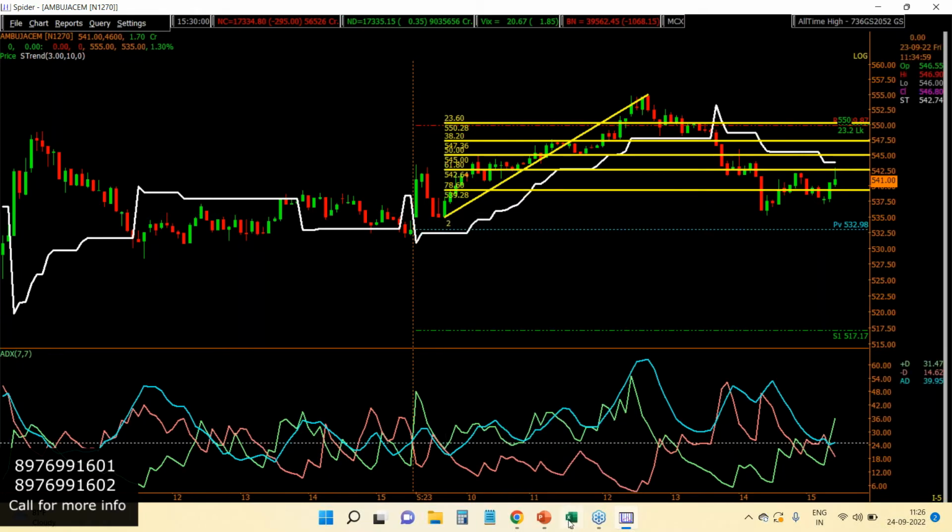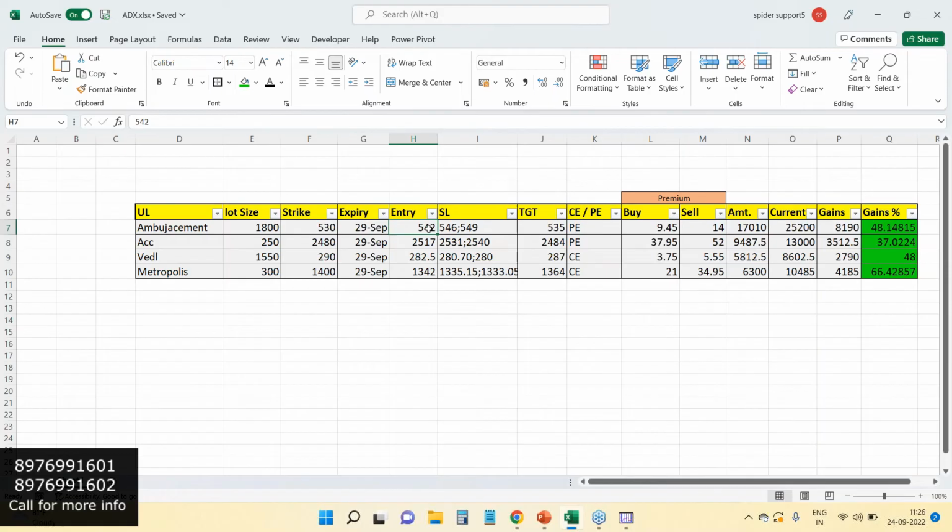If I go into the Excel, see, my entry was at 542, my stop loss was 546 and 549, and the target was 535 based upon the retracement. So what option did I buy at that particular time? I bought the put option, and the premium at that time was 9.45. The premium went up to around 14 rupees.